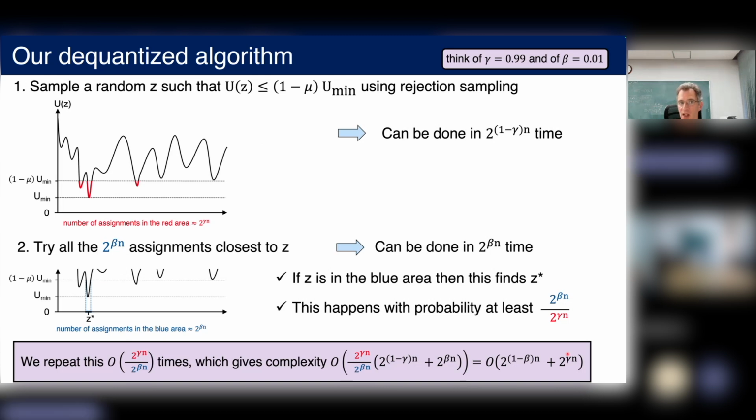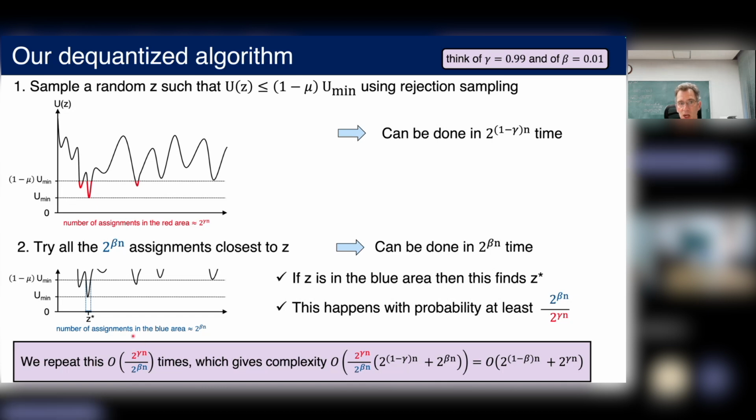And the idea is very simple. You take a random element with low enough energy, and then you try all the assignments close to that one. And you repeat the whole thing.